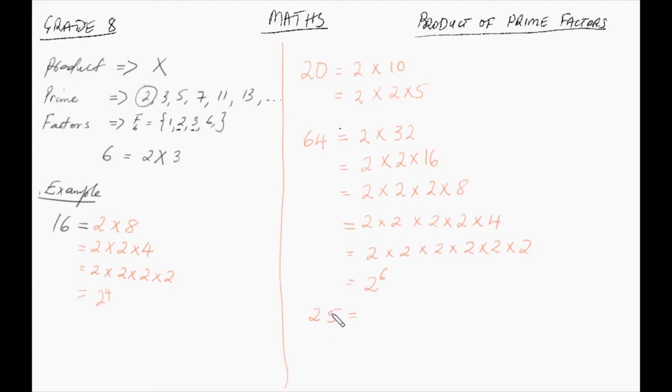So now, what happens? 25 will be 5 times 5. Luckily 5 is a prime number. This 5 is also a prime number. So if you have 25 equals 5 times 5, you have written 25 as a product of its prime factors. So you are fine. So that is how you write numbers as the product of their prime factors.